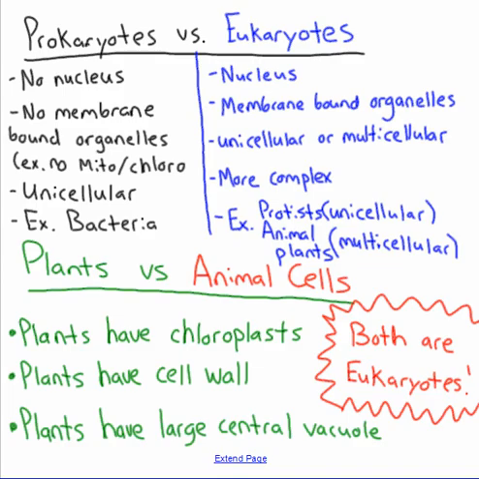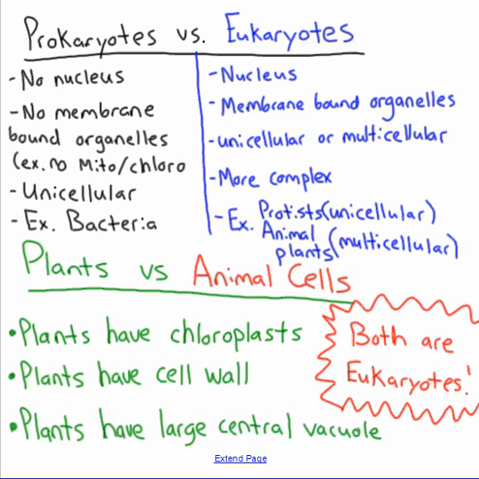And then finally, I just want to go over the different types of cells. So the biggest distinction that we have is we have prokaryotes and eukaryotes. So like I said at the beginning of the video, eukaryotes have a nucleus, prokaryotes do not. An example of eukaryotic cells would be things like protists. Those are unicellular, so they're only one cell big. But multicellular organisms would be animals and then plants. An example of prokaryotic cells would be bacteria.